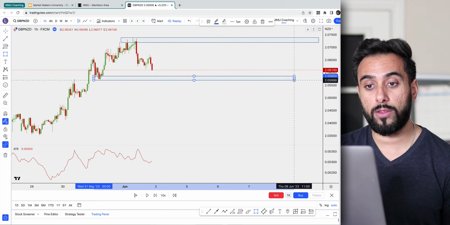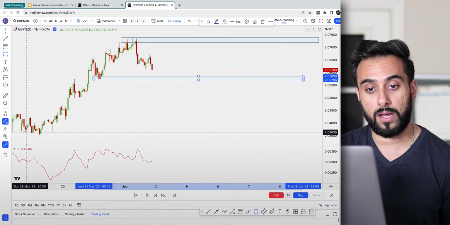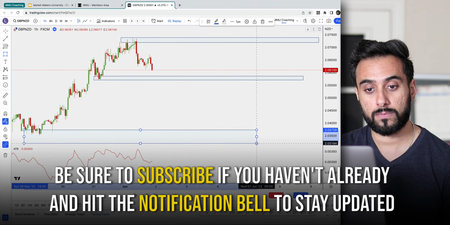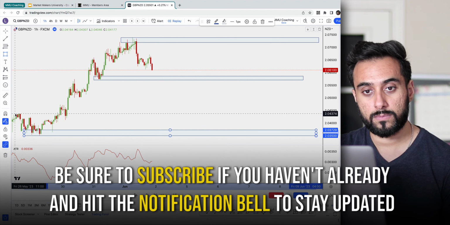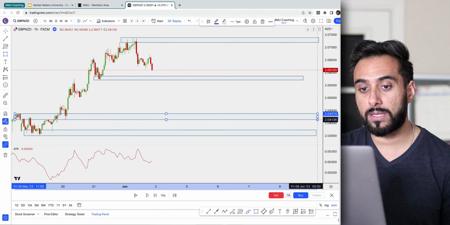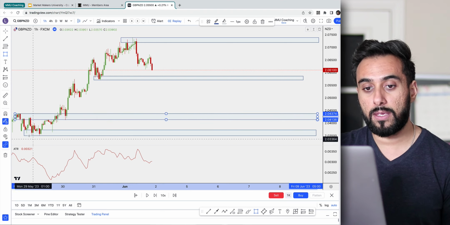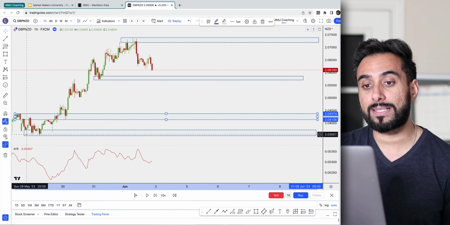I'm just looking at all the extreme lows, all the extreme highs, and I'm basically just marking them down. So what I'm trying to do is encapsulate as much of the wicks as possible, all the lows, all the highs, while still trying to keep them as thin as possible.